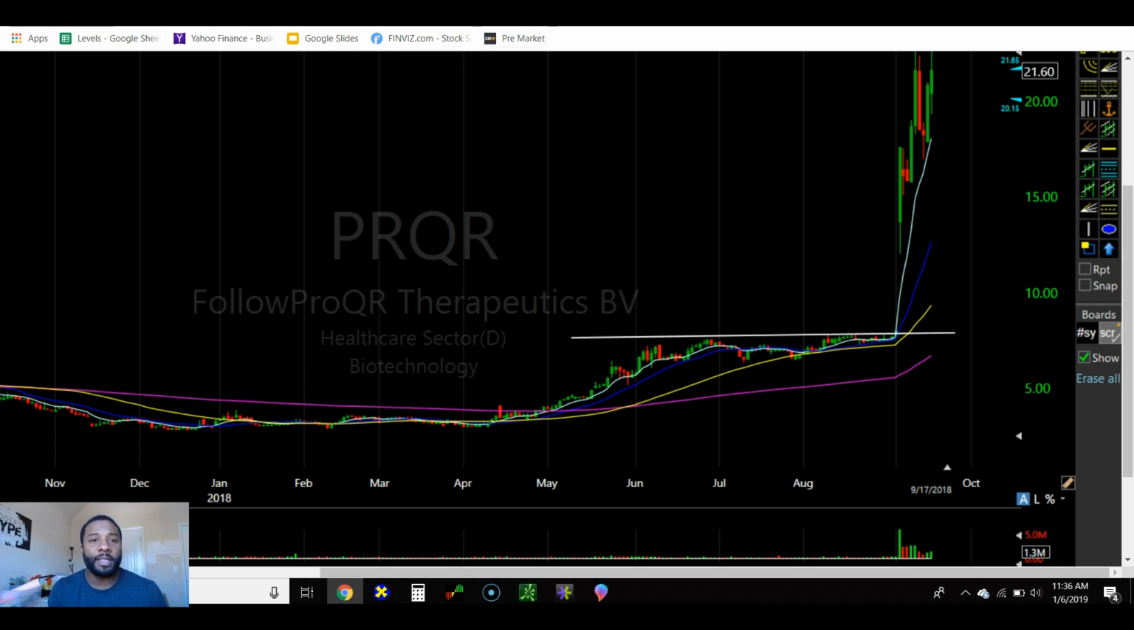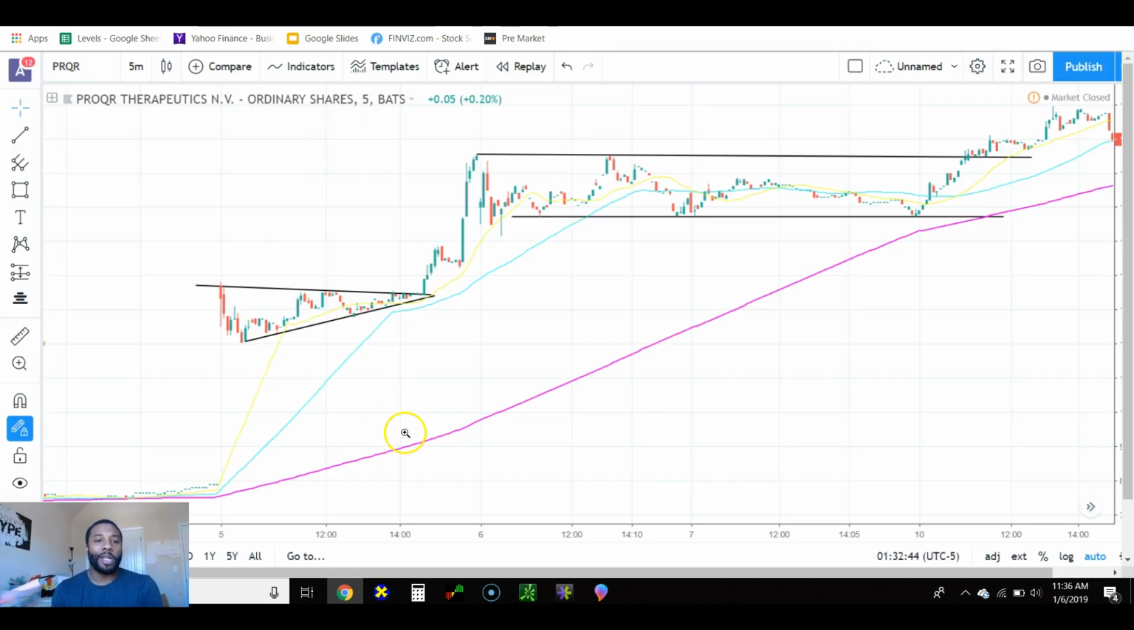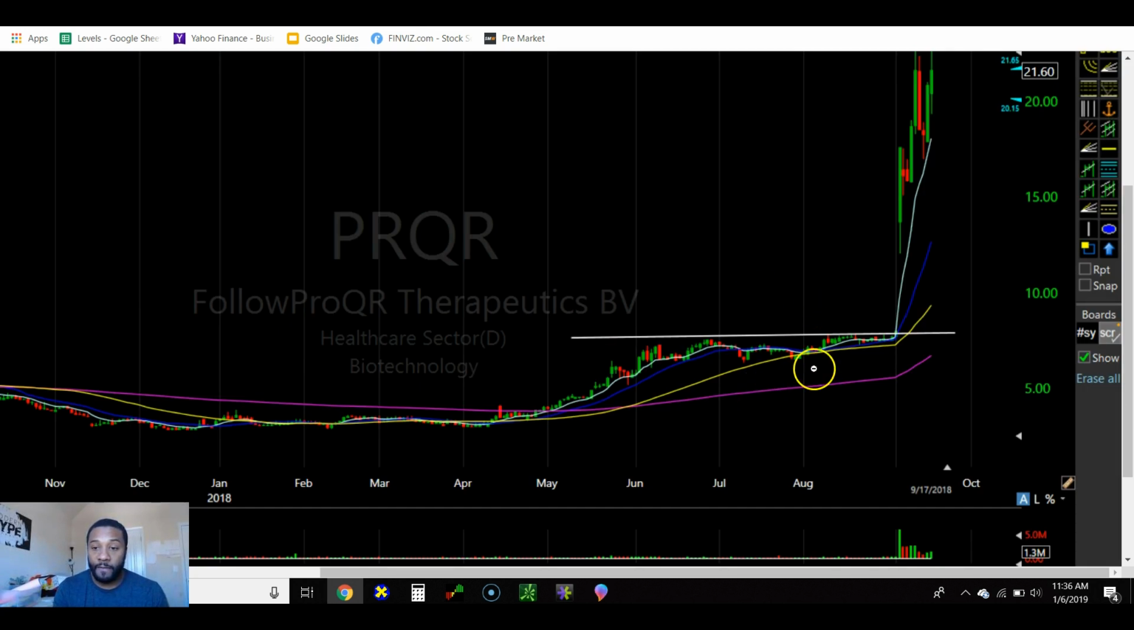Okay, so let's look at what happened here, right? So stock opens up pre-market. Remember that flag, right? This is that flag. This is that day right here. This is the day before the news came out, which caused the gap up the next day. Now that news could have come out pre-market. It could have come out post-market that day. But in any case, there was news that happened after this day and in between these days.